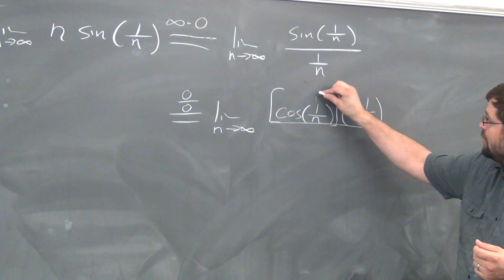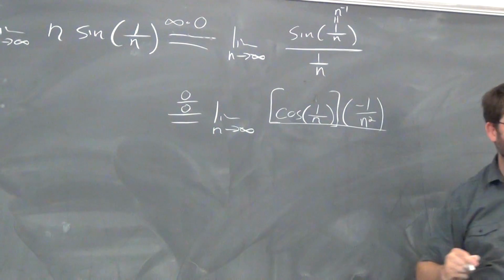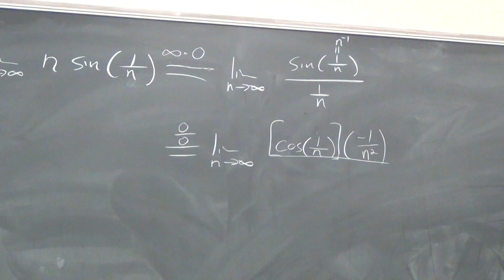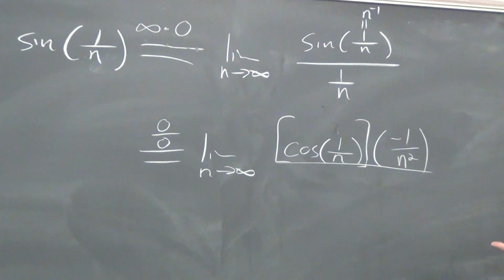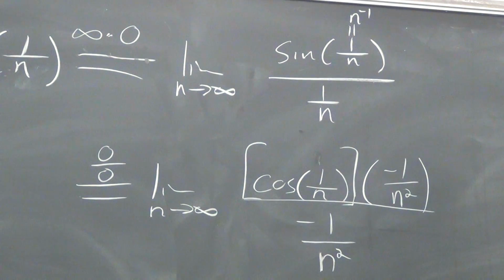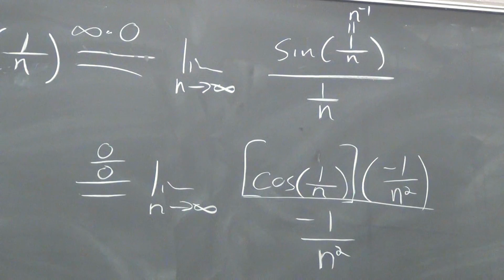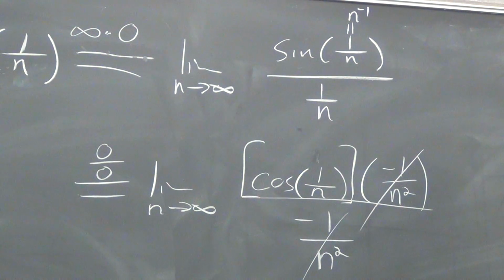Let me give you a little hint if you're not seeing that. That's n to the negative 1, so it's negative 1, n to the negative 2. And then the denominator is the exact same thing, negative 1 n to the negative 2. And so now you do some algebra and clean these up. In this case, those both cancel out, and now you just get that.